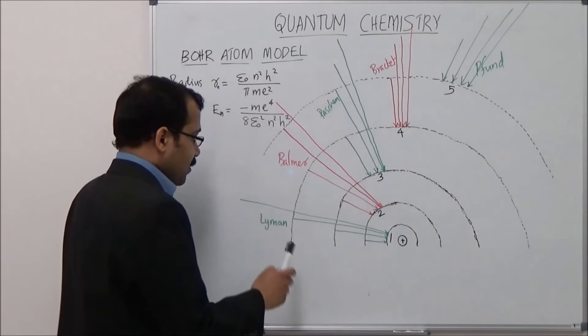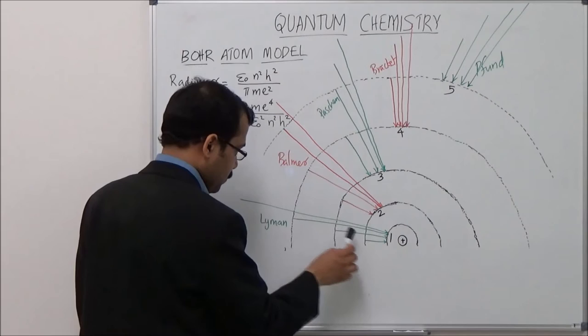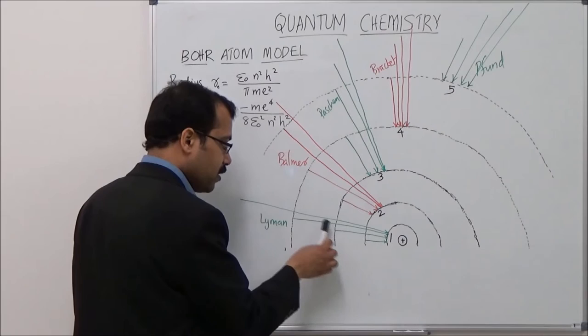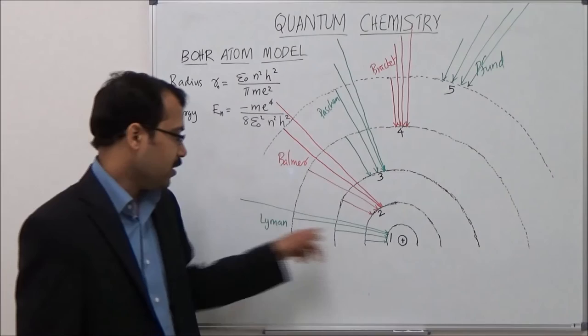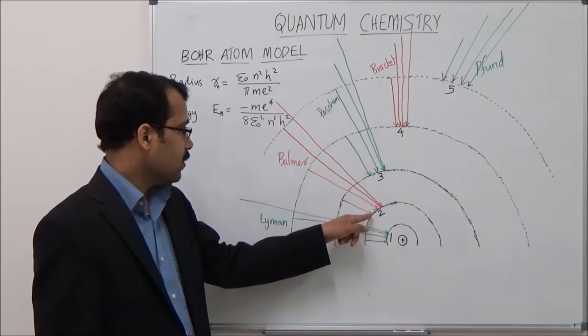Bohr explained that the Lyman series results from the transition of electrons from the higher orbits to the first orbit, meaning the transition of electrons from second, third, fourth, fifth, etc. to the first orbit results in the Lyman series. Like that, the transition from the higher orbits to the second orbit results in the Balmer series.